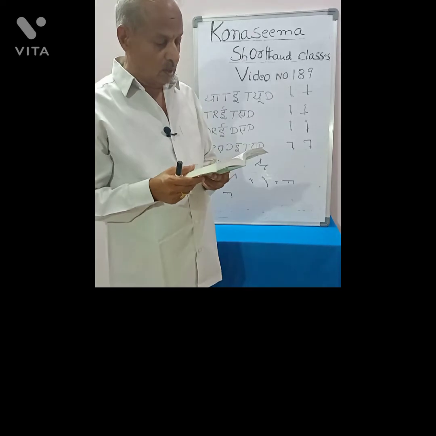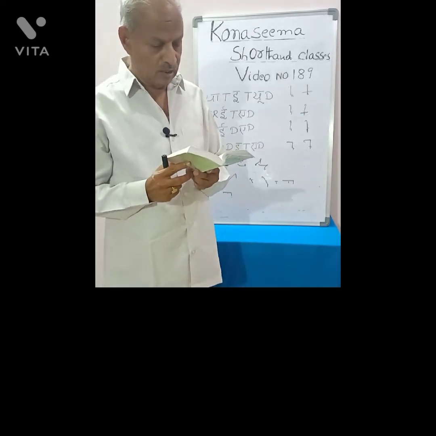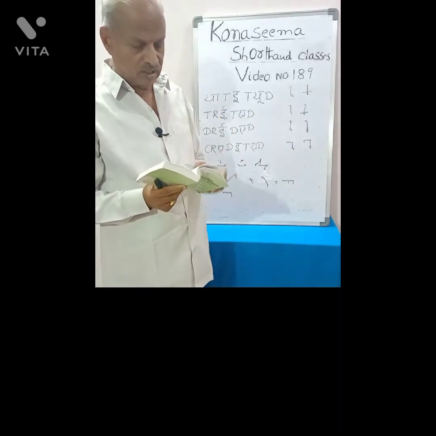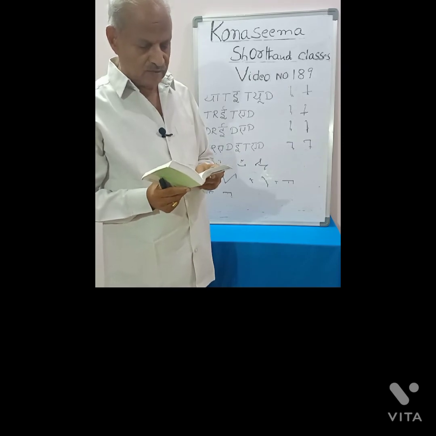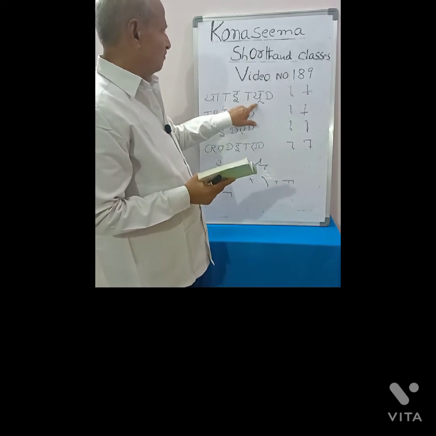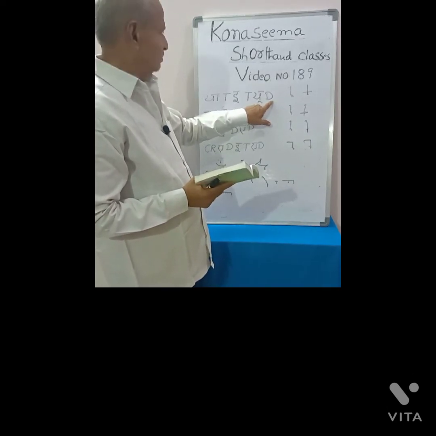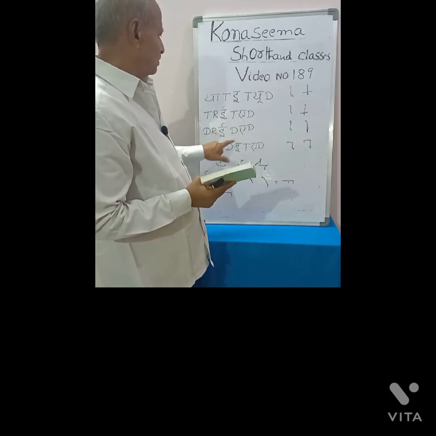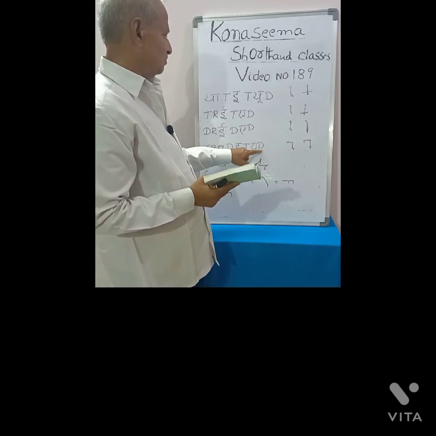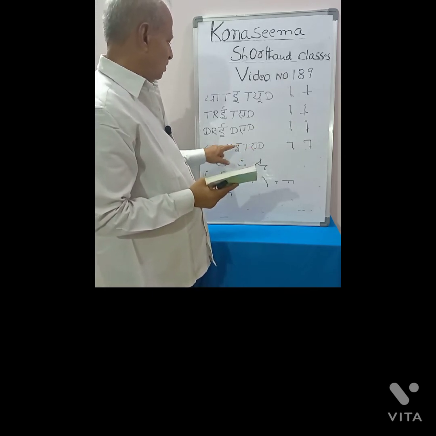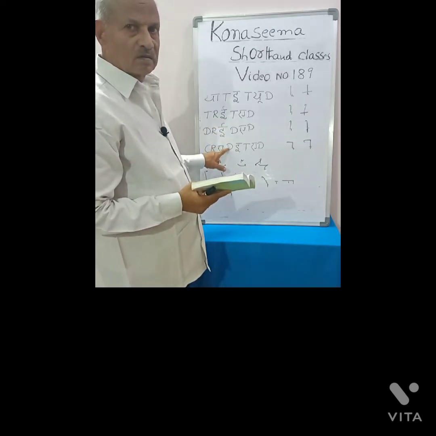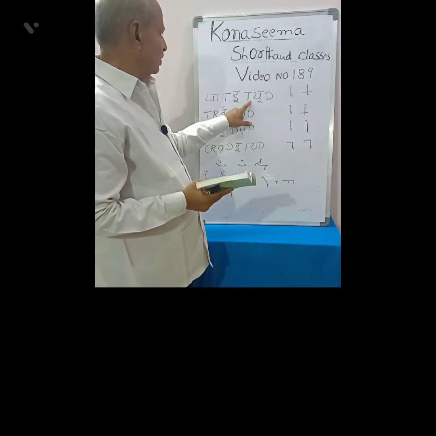Now see, off-sized TRD. Off-sized TRD means half-length stroke of TRD is always disjoined when immediately following the strokes TRD. This is half length T. This is half length T. This is half length D. This is half length T. When this T is following another D or T, we have to write by disjoining this T from this T.